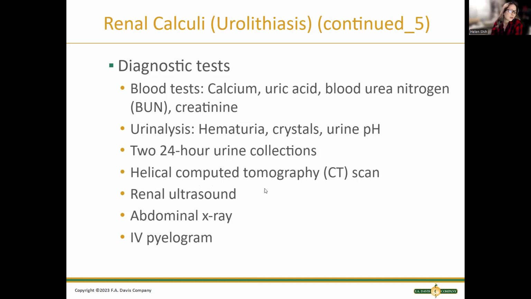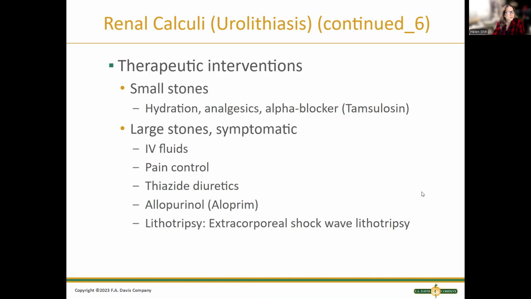You could do a helical computed tomography scan, in which we do a CT scan of your lower abdomen to see if there are any stones in the urinary tract. You could do a renal ultrasound, you could do an abdominal x-ray, you could do an IV pyelogram, which are all things we talked about from chapter 36.